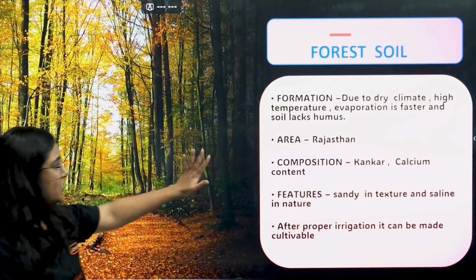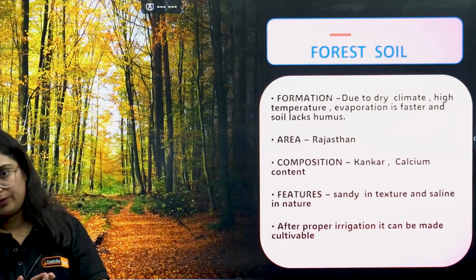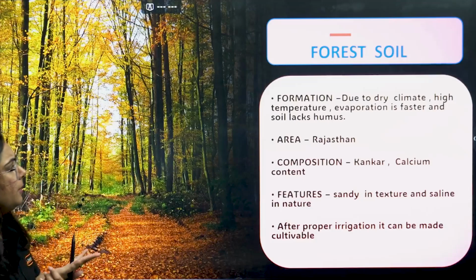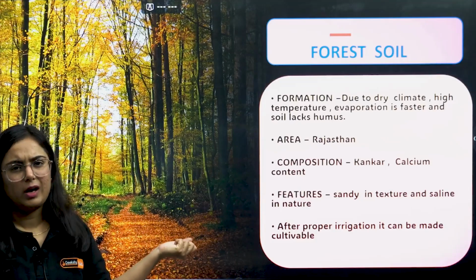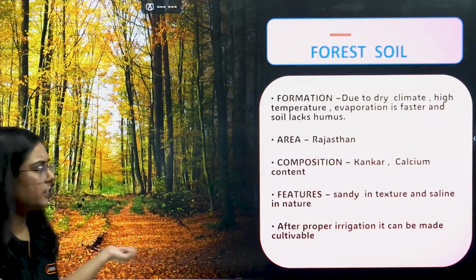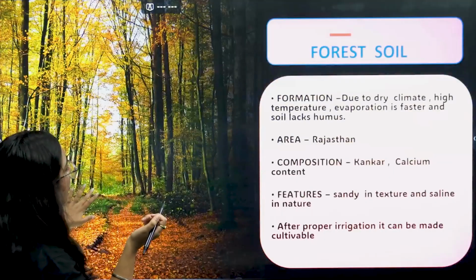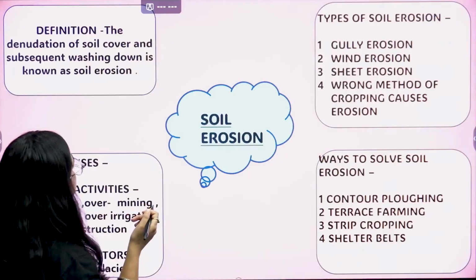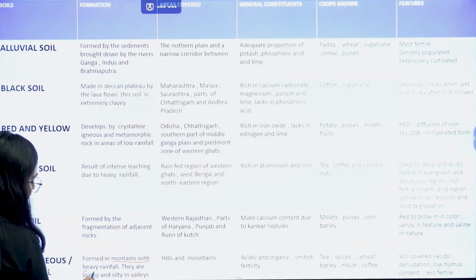Moving to forest soil. Forest soil is basically found in mountainous region. Forest region, there is high rainfall, high temperature, evaporation is faster, so the soil loses its humus content. Okay. Mountainous soil is missing in this, I'll tell you here. It is found in mountains with heavy rainfall.